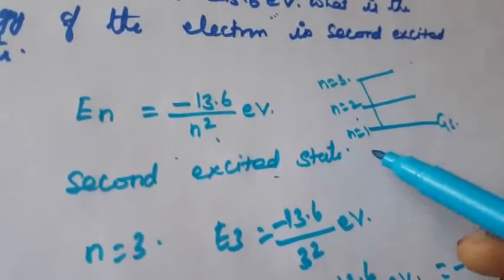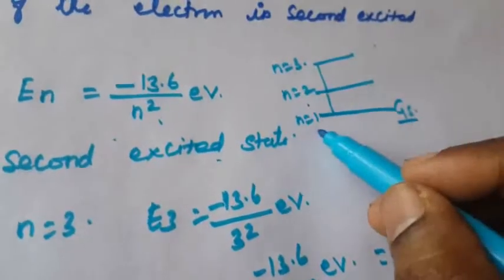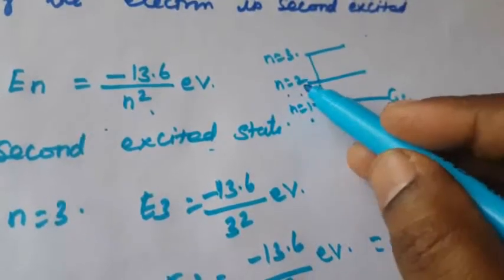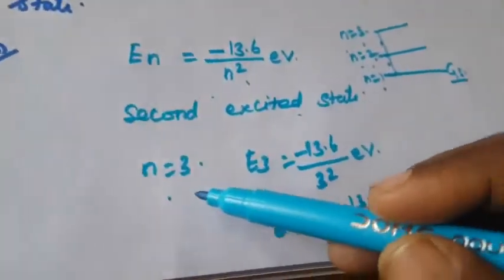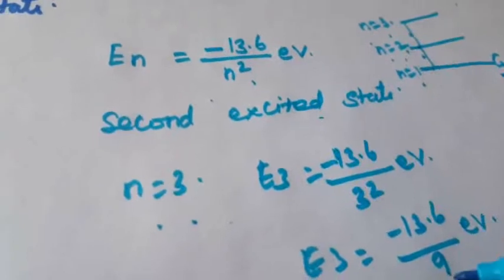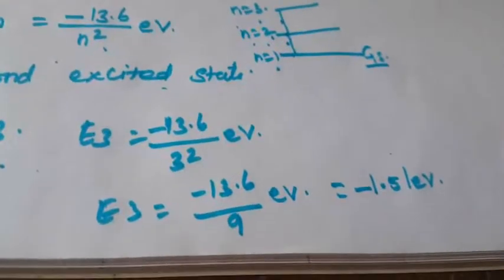N is equal to 2, because the ground state of this atom means n is equal to 1. So first excited state means n is equal to 2. The second excited state means n is equal to 3. So that is the reason n is equal to 3. You substitute that formula, you can write the answer. Okay, so this is another one, evaluate yourself.